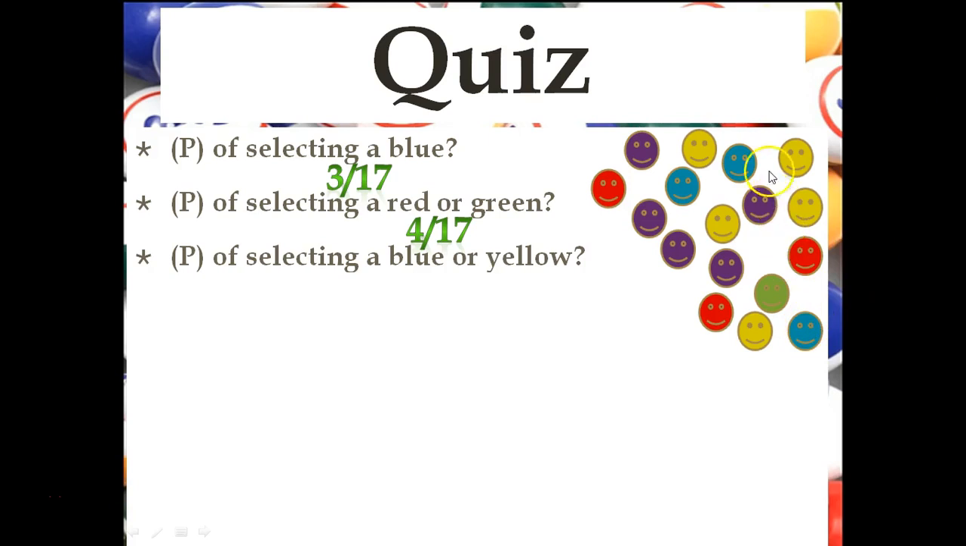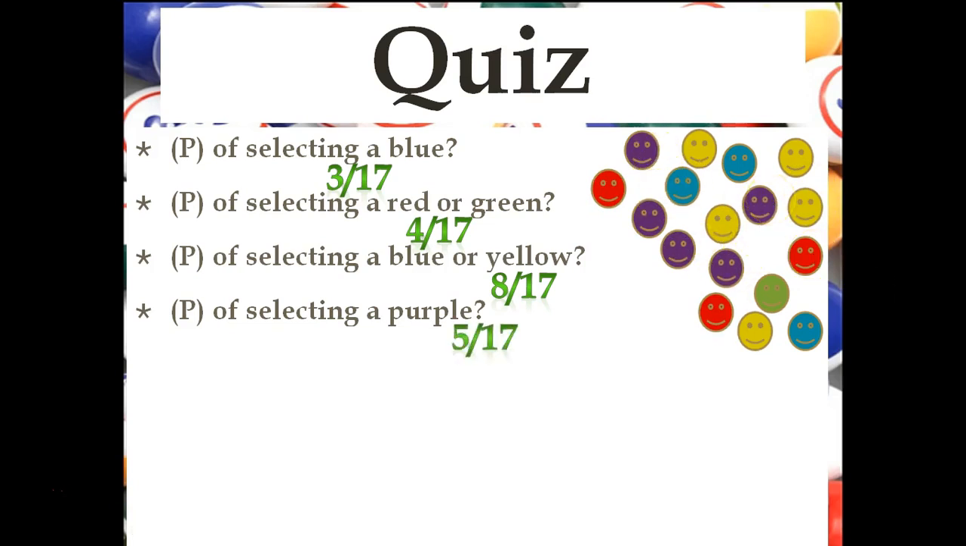We have 3 blue smiley faces, and we have 5 yellow smiley faces, so we have to add those together, and that would be an 8 out of 17 probability. What is the probability of selecting a purple smiley face? There are 5 purples, and once again, a total out of 17, 5 out of 17 probability.